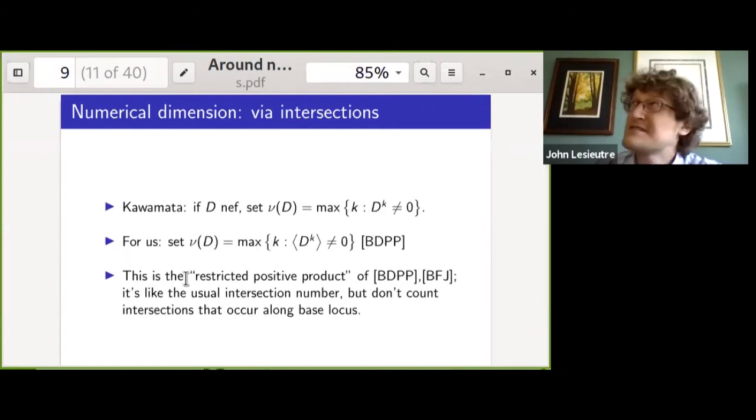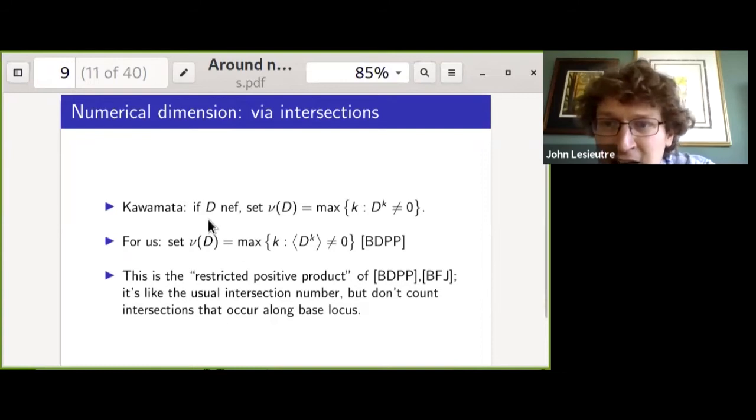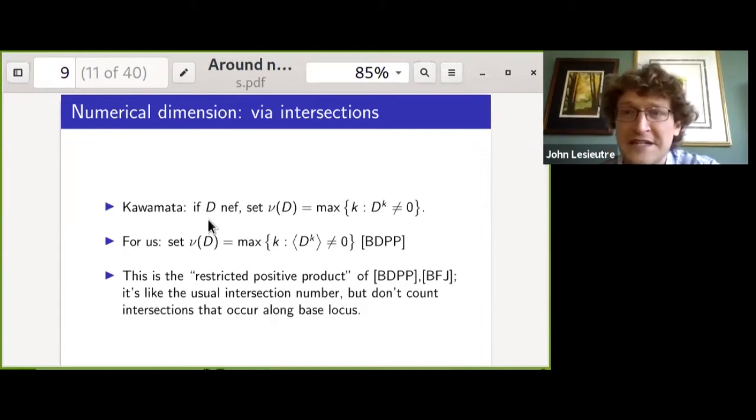Just as an example, think about a surface and a divisor D that's nef but not big. D squared has to be 0, because if D squared was positive and it's nef, it would be big. On the other hand, D to the 1 is not 0, as long as D is not 0. So if you have a divisor that's nef but not big on a surface, the numerical dimension is going to be 1. So you're detecting these things in terms of intersection numbers.